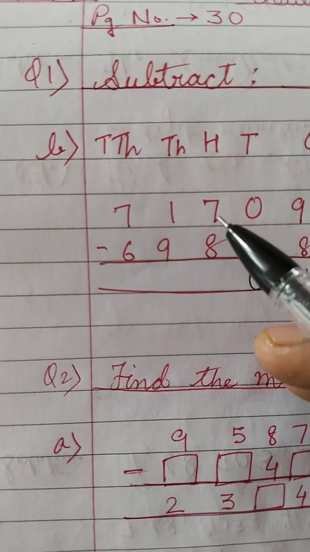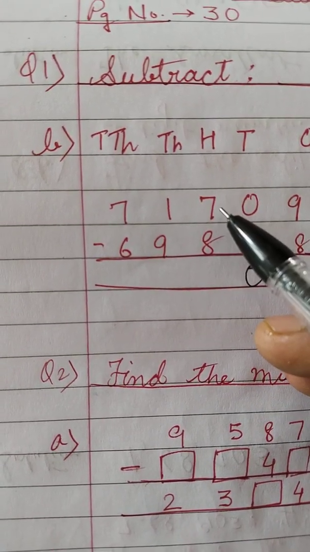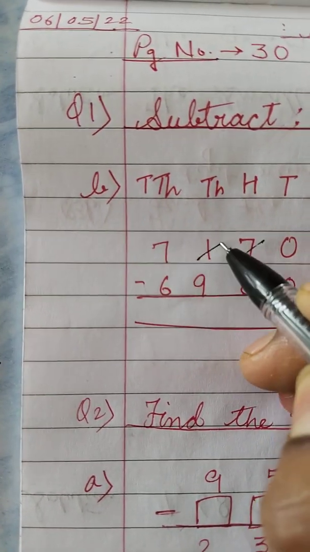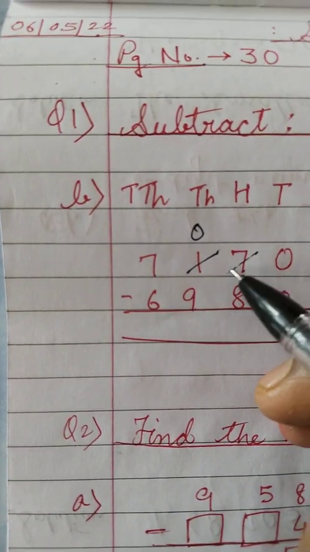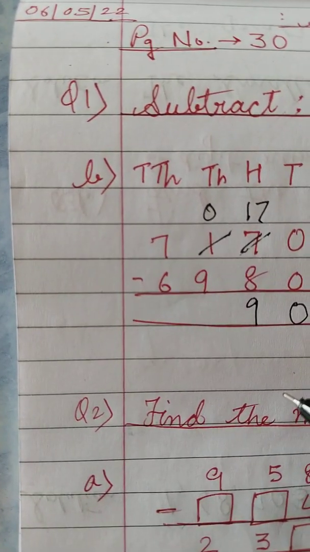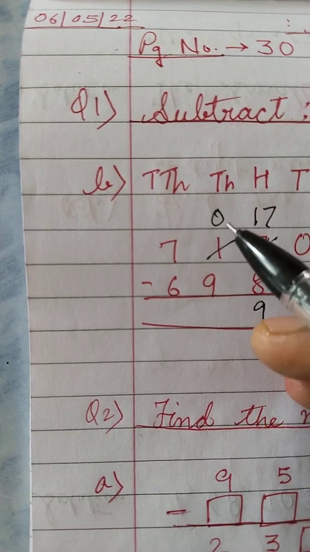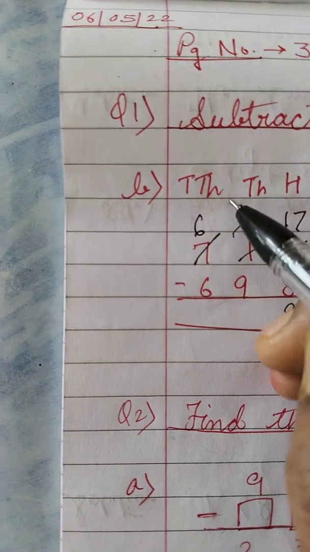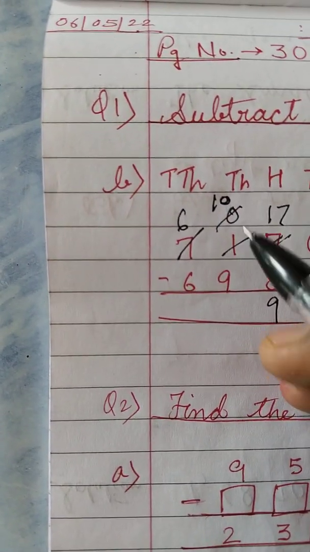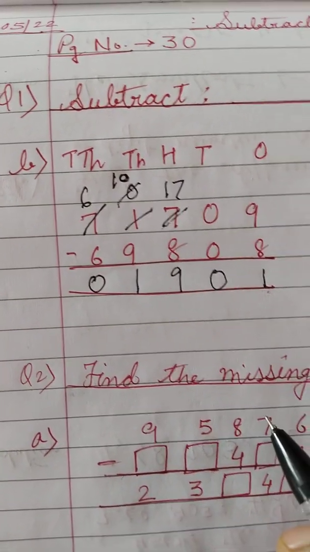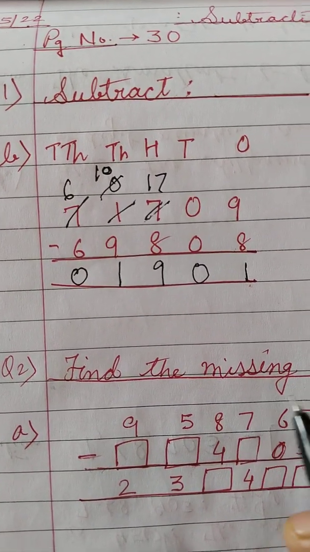Here you can see you have to subtract 8 from this 7. It's not possible, so we need to borrow. 7 will borrow from this 1, which becomes 0. 7 becomes 17. Now 17 minus 8 is 9. Again, children, 0 minus 9 is not possible. Borrow from this 7, which becomes 6, and this 0 becomes 10. Now 10 minus 9 is 1. 6 minus 6 is 0. I hope you understand.